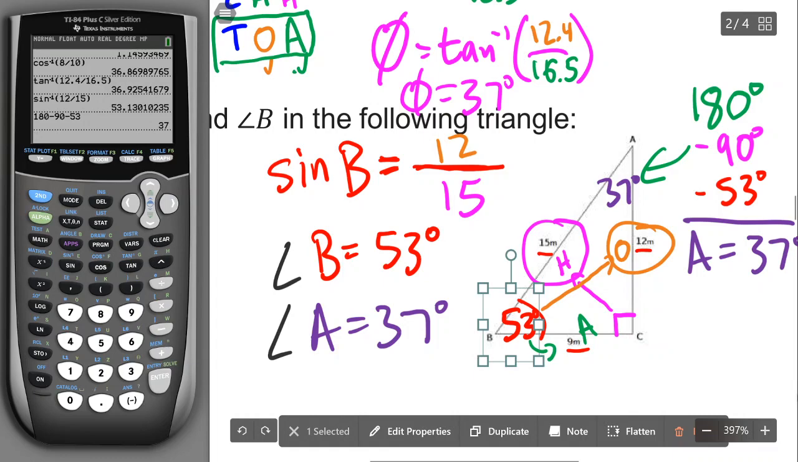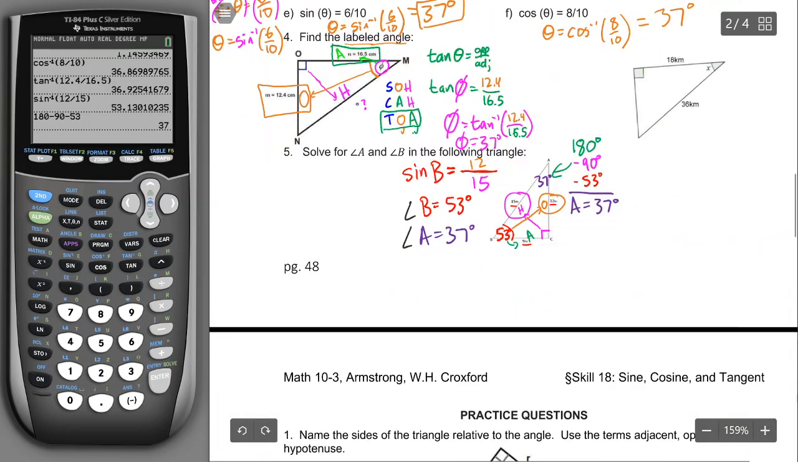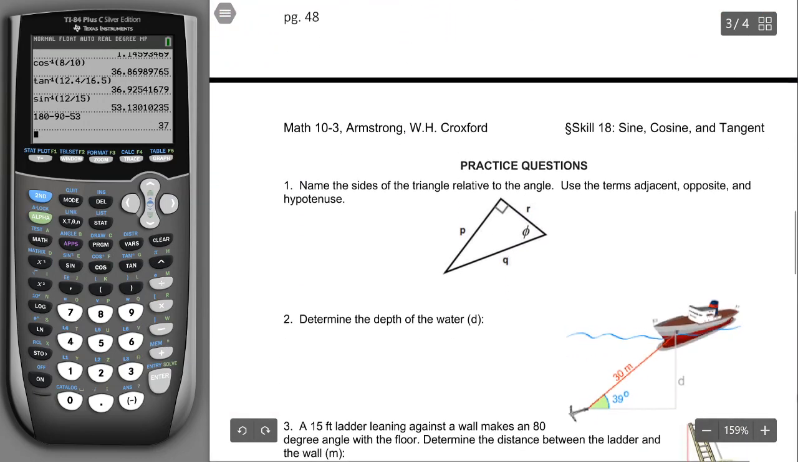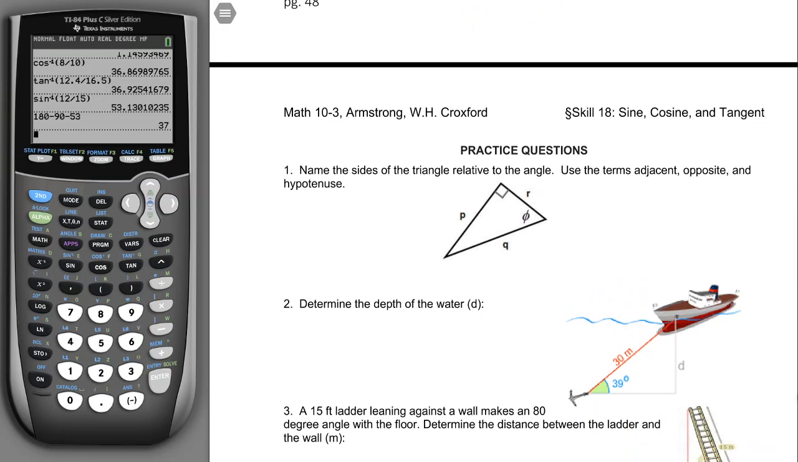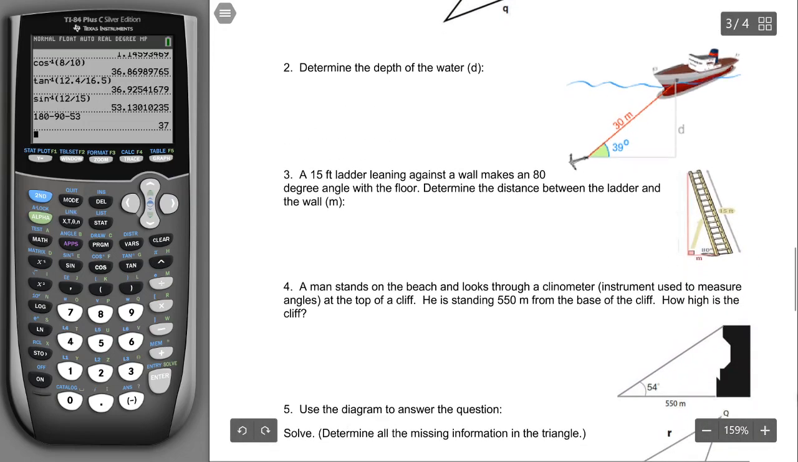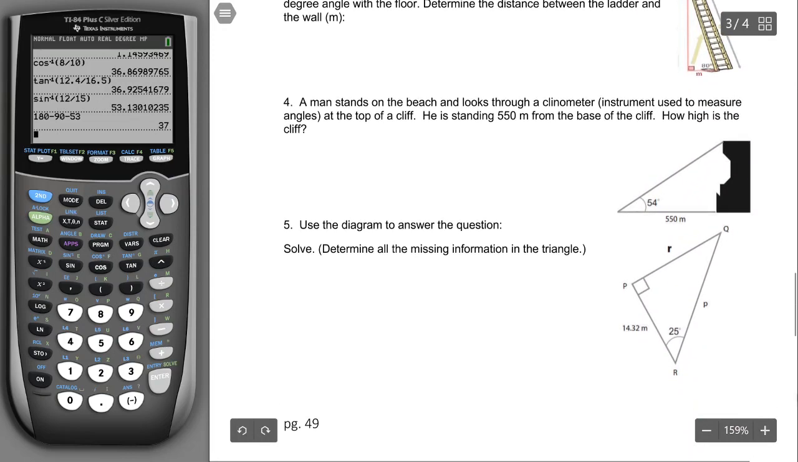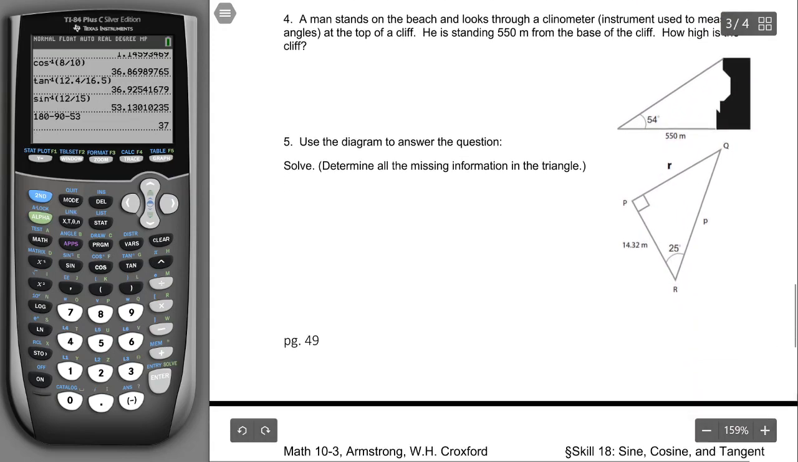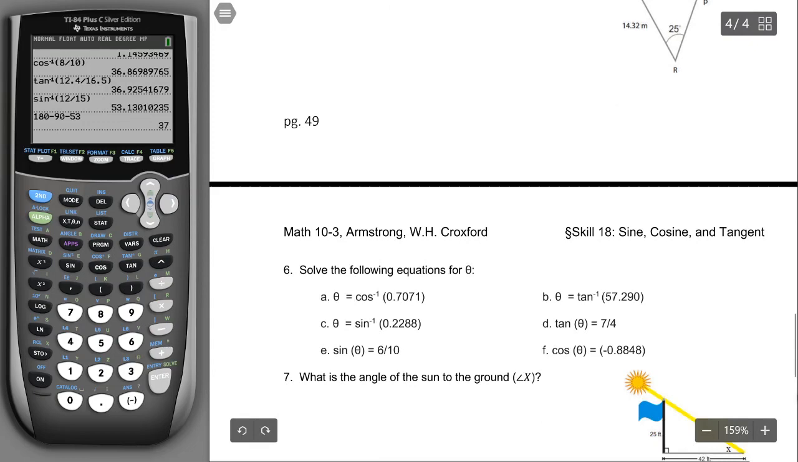So there's practice on the next page. Now I only want you to solve angles this week. So name the sides. Yes, we should do this one. Name the sides, so label hypotenuse, then opposite, then adjacent. Solving for all the information we'll do next week.